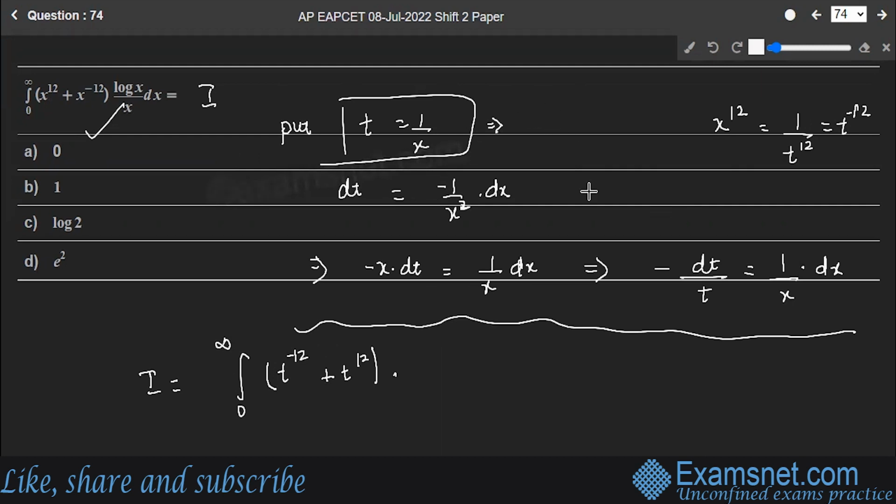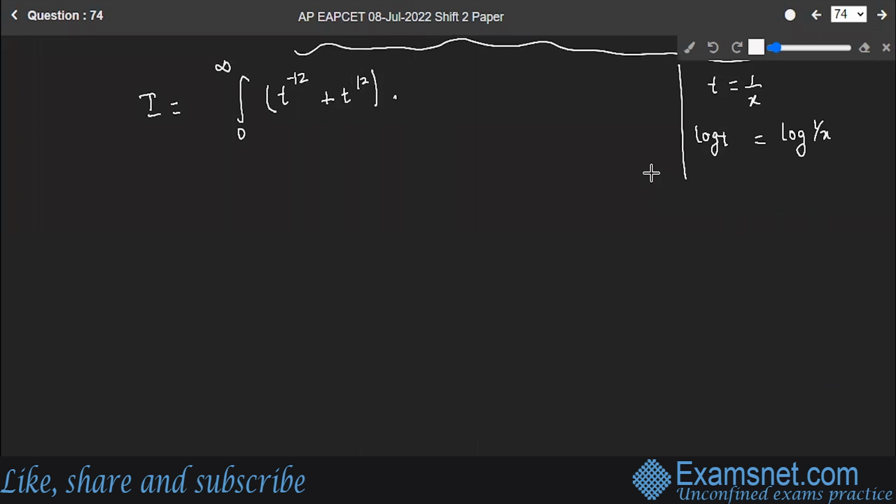Taking log on both sides, I'll solve this one here. So t was equal to 1 by x. Taking log on both sides, you will have log t is equal to log 1 upon x, right? Which can be written as log t is equal to log 1 minus log x. So that means log t is equal to minus log x.